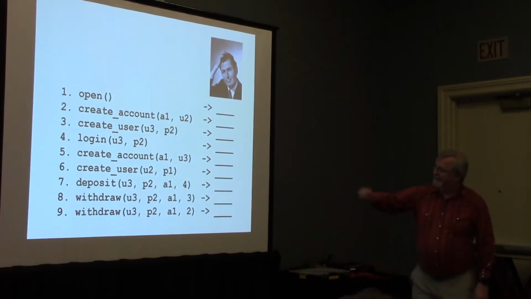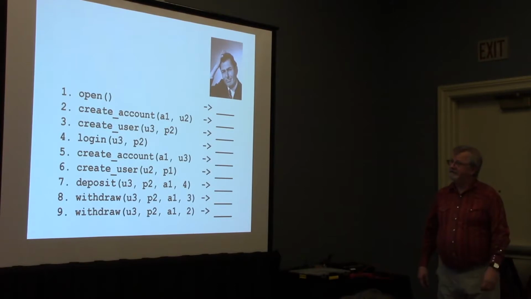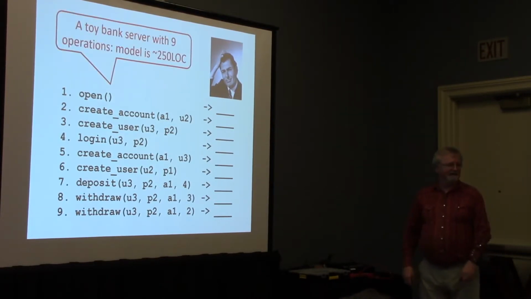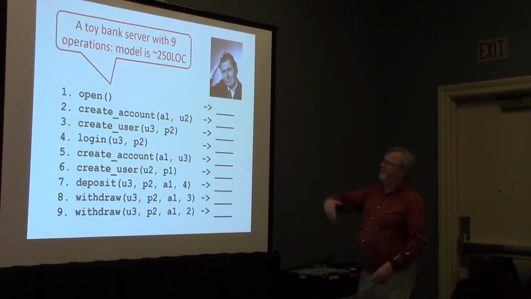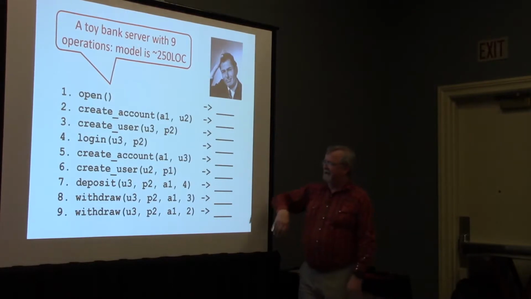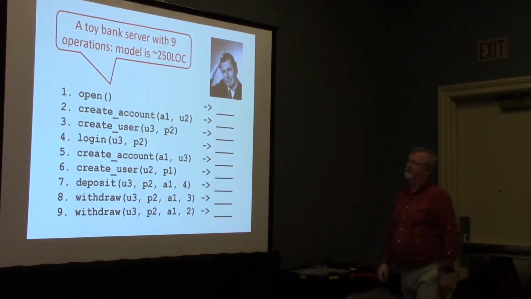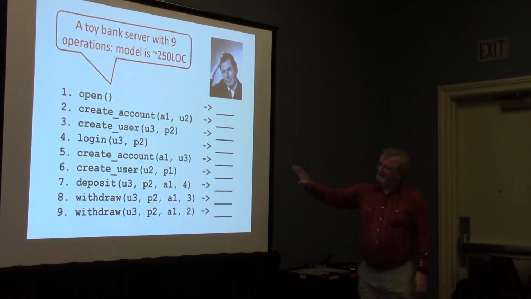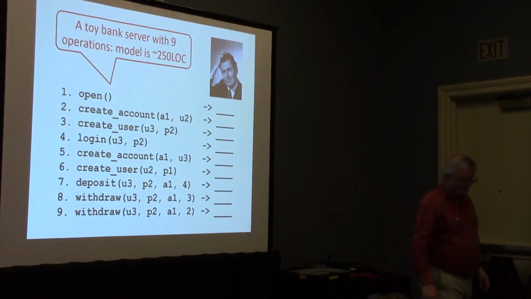And this, by the way, is one of the tasks that we gave students. And it's using a toy bank server, in which you can open the bank server, you can create accounts and users, you can log in and log out, you can make deposits and withdrawals and so on. There's 9 operations in the API, and the model is about 250 lines of code, so it's about twice as complex as the registry. It's small, but it's not trivial. So our experiment gave students a set of examples and a set of problems, and we could measure how well they answered them.